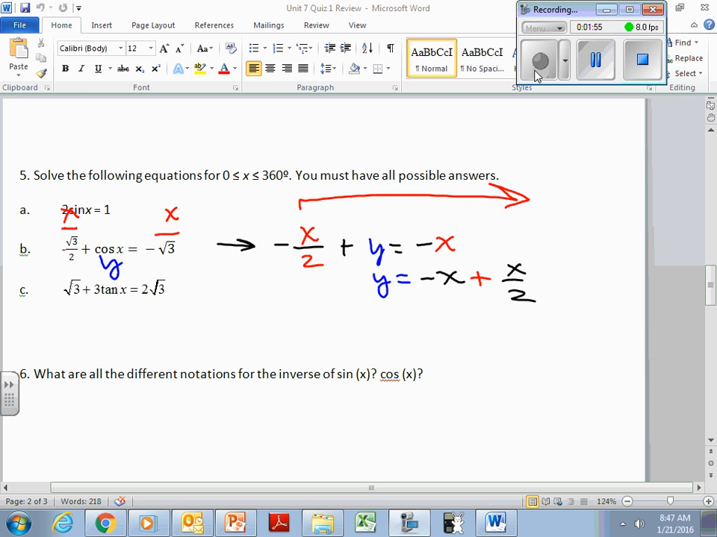Pause. Hey Thomas, how do you add two fractions? Step 1, or a whole number and a fraction. Step 1, you put this guy over 1 to make him a fraction. Get common denominators by multiplying the bottom by 2. You wind up with a negative 2x over 2 plus x over 2.